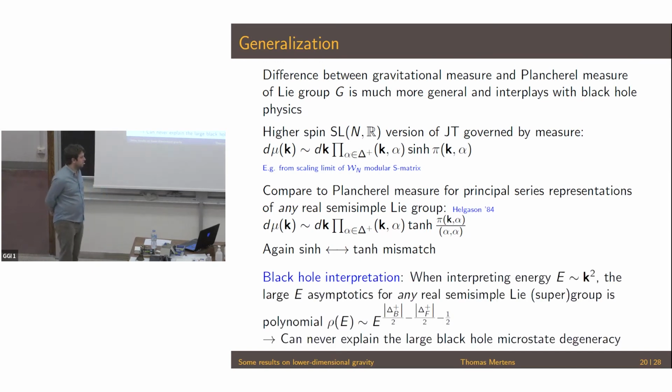So, well, I think this has a nice interpretation in terms of black hole physics, because if you look at this Plancherel measure, this group theoretic measure only, and you try to interpret it the way we want to do it in gravity, so you interpret an energy variable as roughly k squared, well, modulo squared of this vector k, then the large energy asymptote coming from this group theoretic way of looking at this is always polynomial, because this tanh always goes to 1 for large arguments, unlike the sinh, which rises exponentially. So this can never explain the large black hole microstate degeneracy. So these group theoretic things have nothing to do with black holes.